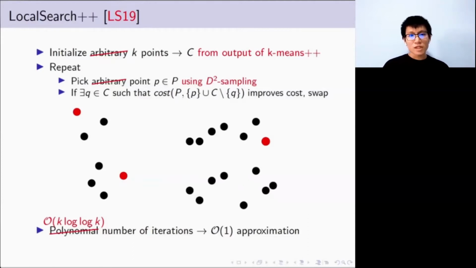And d-squared sampling is quite fast, so the local search step is actually quite efficient in this case. For instance, if you have dnk space, then one local search step can be done in roughly dn log k time. So from now on, when I say local search, I mean the variant where the points are d-squared sampled.